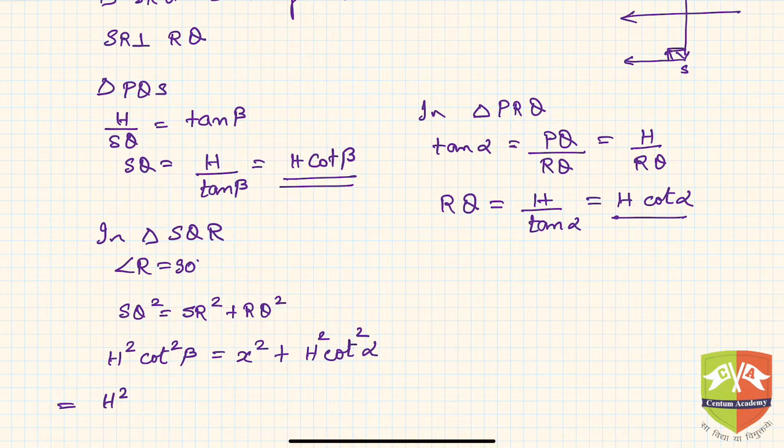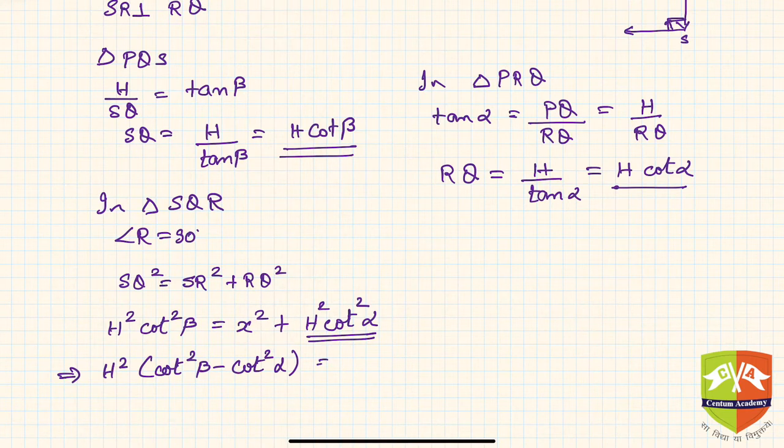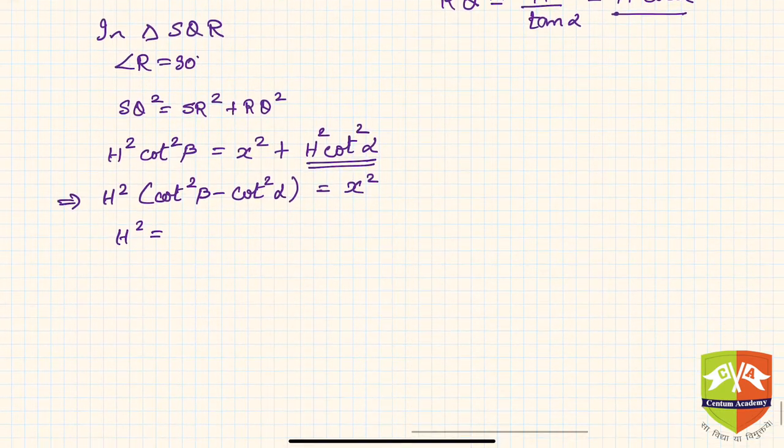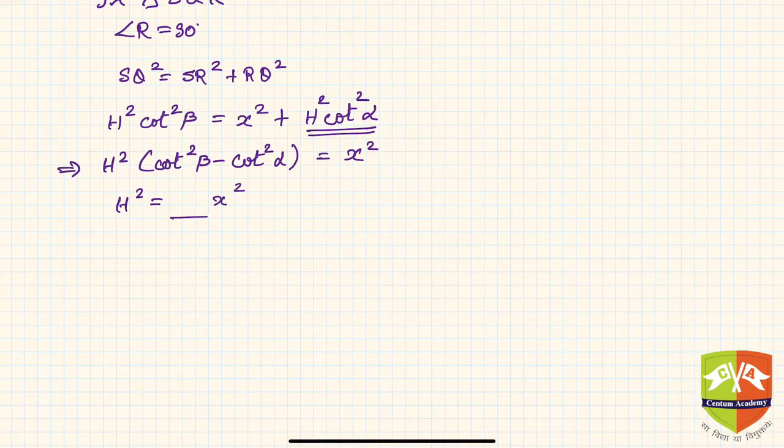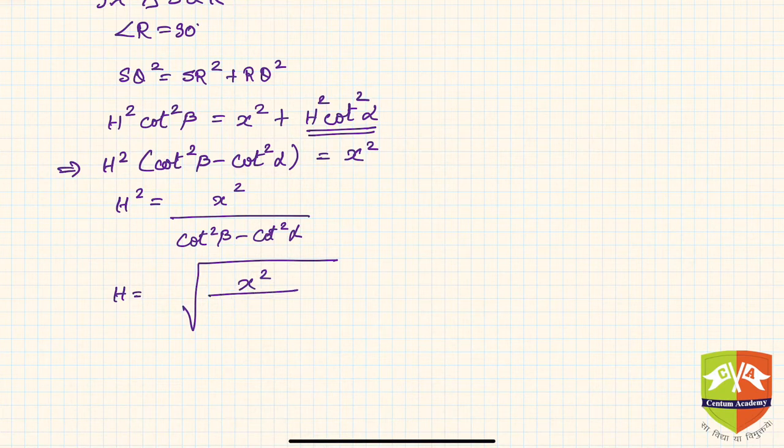Rearrange H square, and then we are writing cot square beta minus cot square alpha. You take this term H square cot square alpha on the left hand side and take H square as common, which is equal to X square. So what is H square, guys? H square will be nothing but X square upon cot square beta minus cot square alpha, isn't it? So what is H then? H will be nothing but under root X square by cot square beta minus cot square alpha, right?